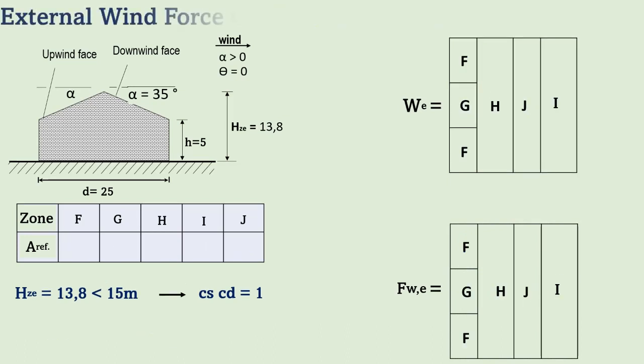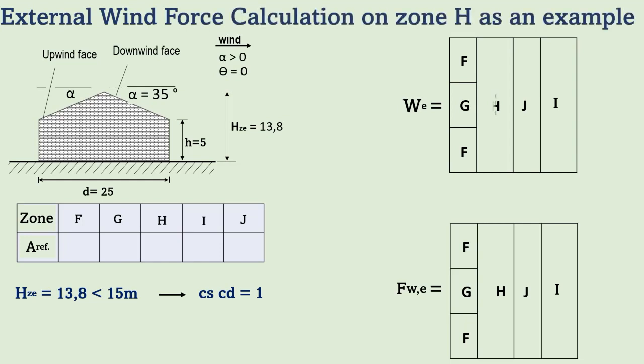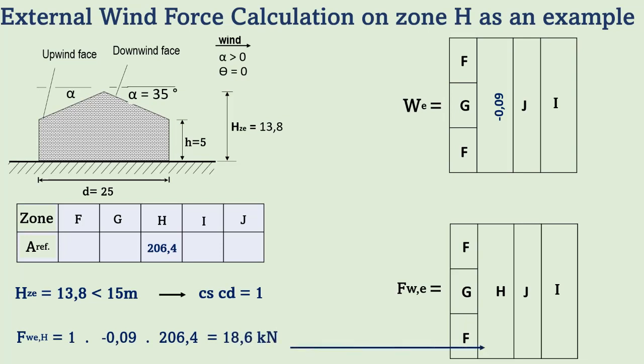Here is the calculation of external force FWE for zone H as an example. The result of the wind force equation, 18.6 kN, is the wind force on zone H.